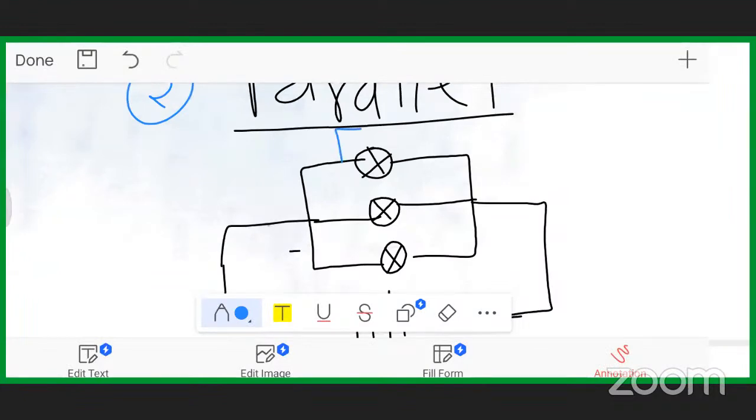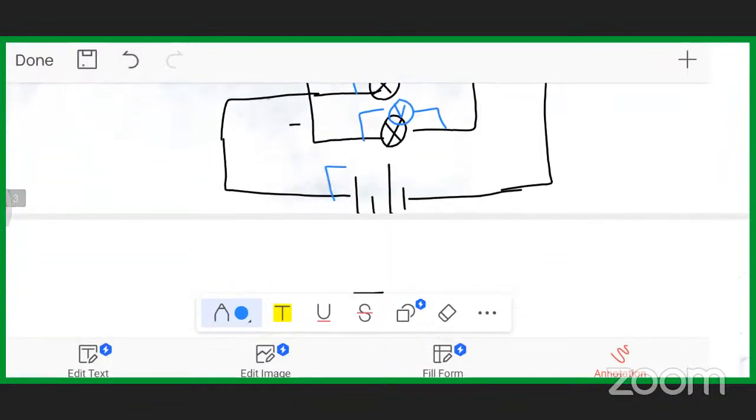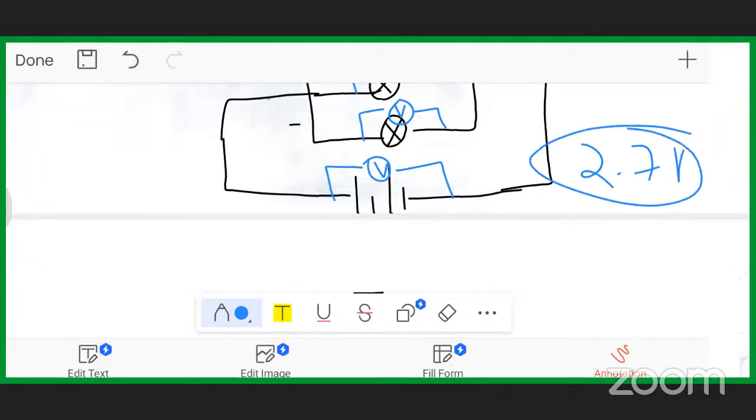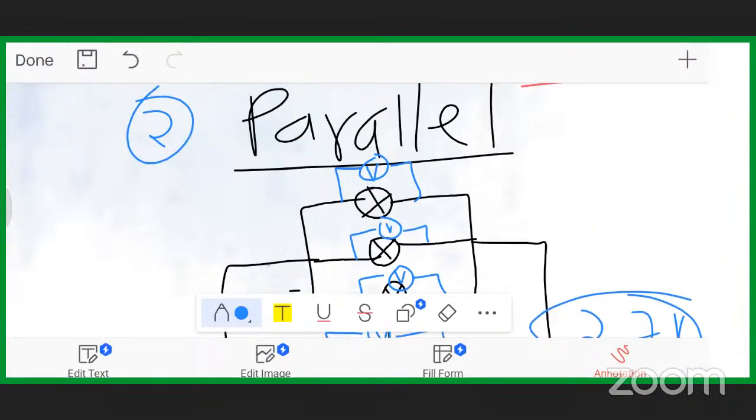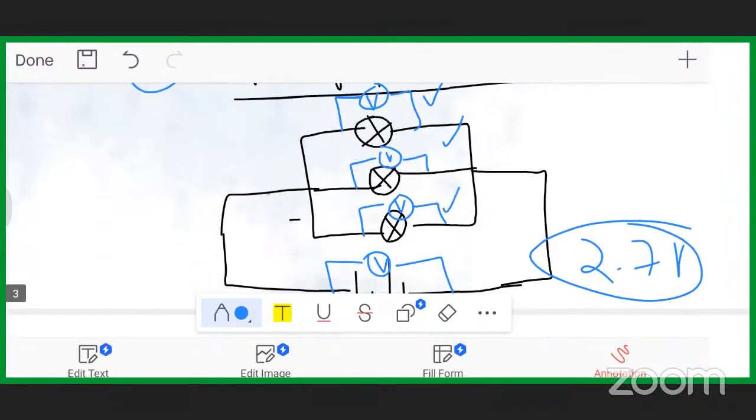A voltmeter can be given there for that first bulb, and a voltmeter given there for the second bulb, and a voltmeter given there for the third bulb. Then you can also have a voltmeter to measure the total voltage in the circuit. The total voltage in the circuit, for instance, let's assume that it is 2.7 volts again. Then, interestingly, each of these voltmeters will give a reading of 2.7.